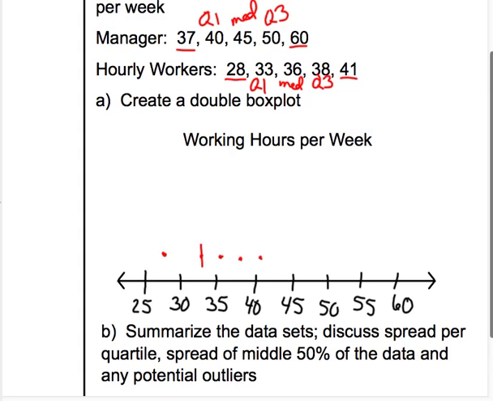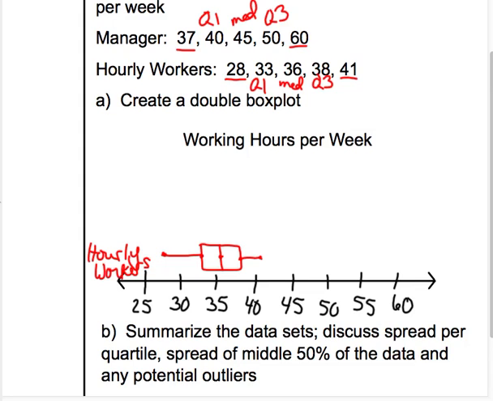Once you have those 5 points on your number line, you create a box around quartile 1 and quartile 3 with a line through the median vertically, and then whiskers, horizontal lines, out to the smallest and largest data values. And of course, when you're creating a double box plot, we've got a title overall, but each box plot also needs to be labeled. So this was our hourly workers. Same thing for our manager plot.